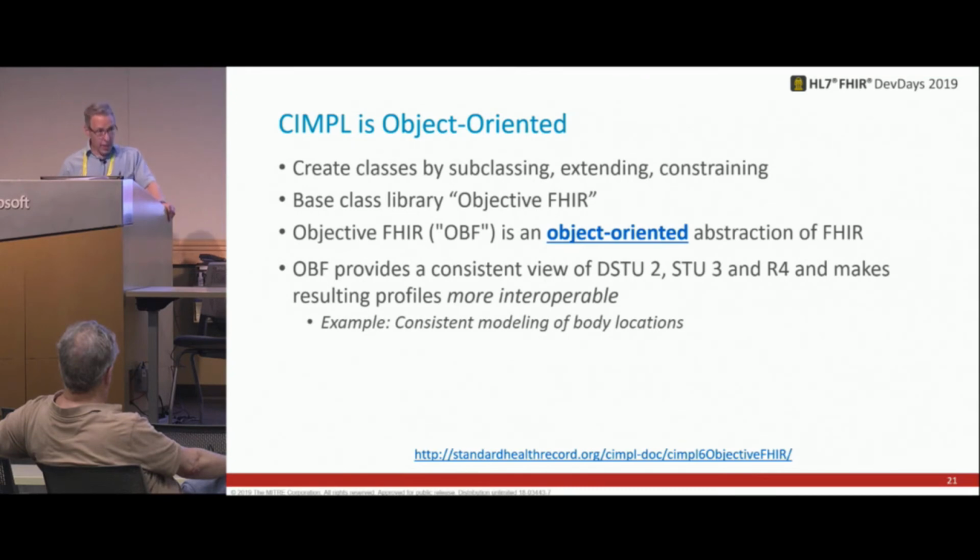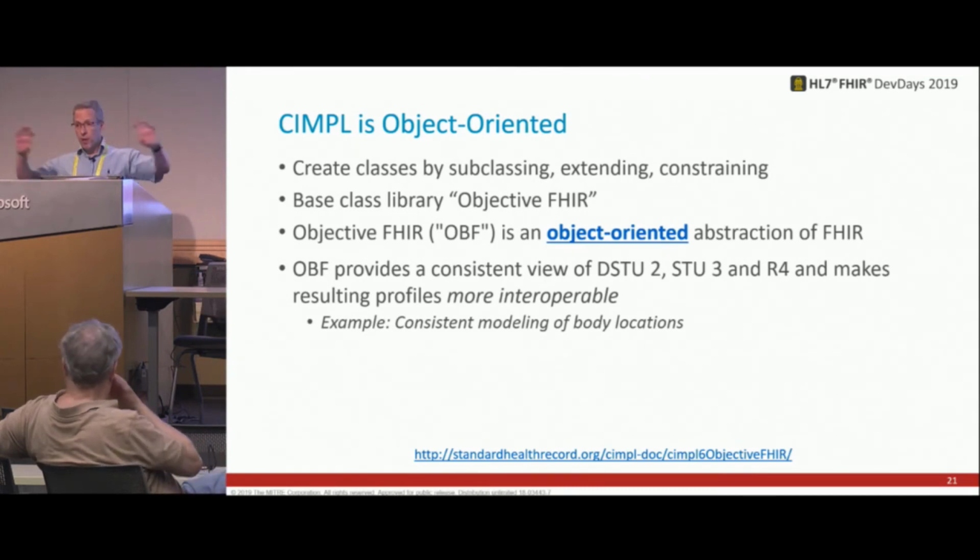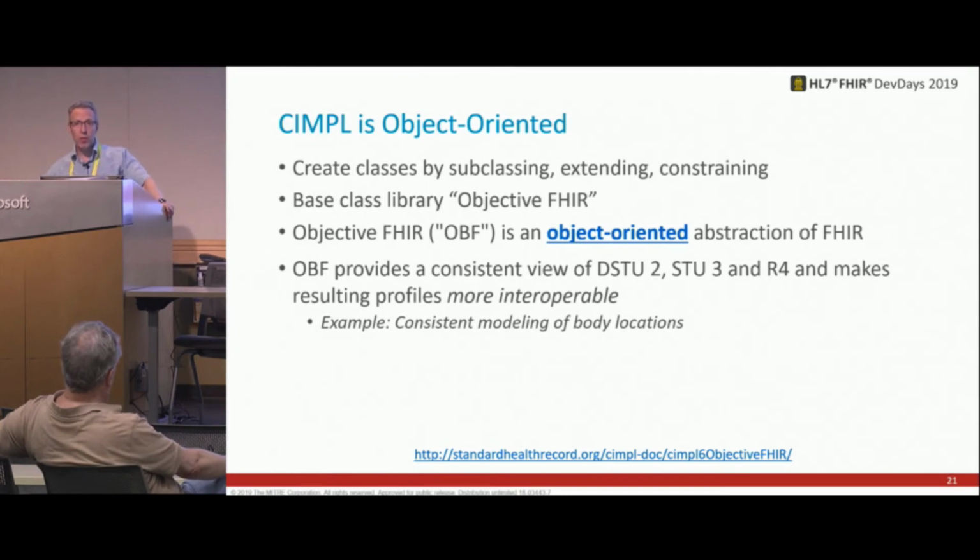Basically, it takes FHIR, which is very flat. There's just like resource, and then there's 150 resources. So it arranges them in a class hierarchy that was thought out over a long period of time with common properties.